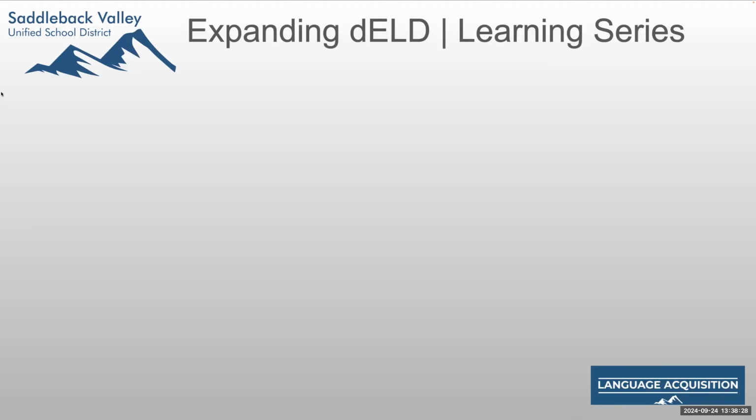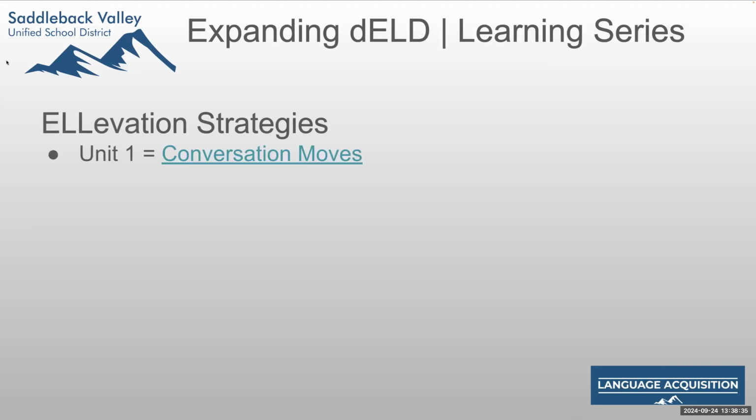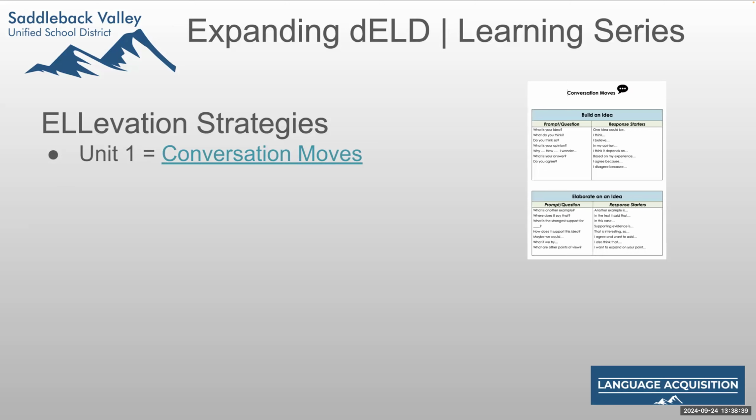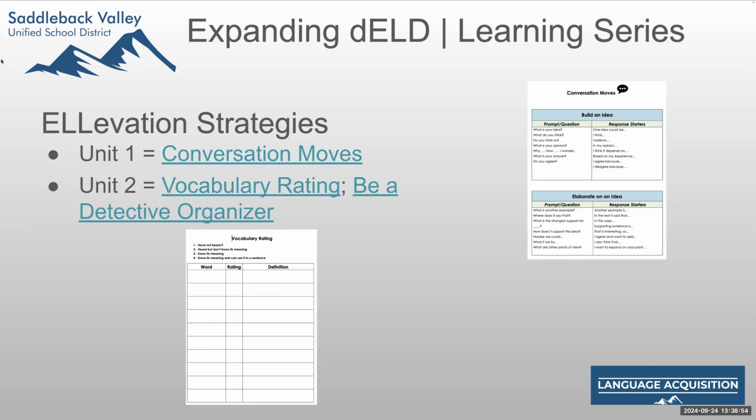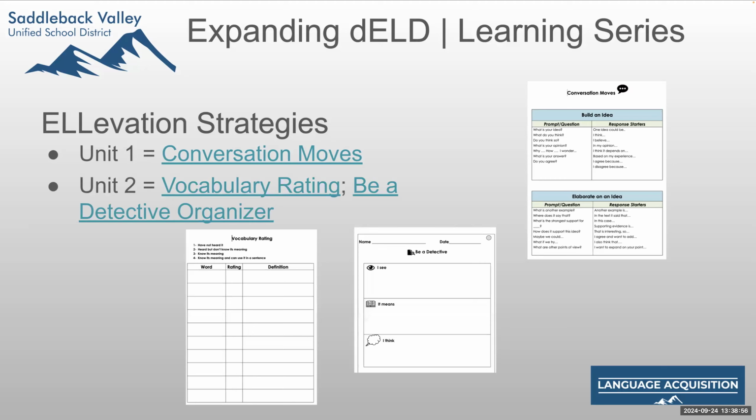This video will highlight 3 elevation strategies used in Units 1 and 2 of the Expanding course. In Unit 1, you will find that conversation moves is embedded in various lessons. It is also the strategy highlighted to support students in the end of unit assessment. Vocabulary rating and Be a Detective are 2 elevation strategies highlighted in Unit 2. As you learn about or review each strategy, I challenge you to think about how these will be supporting students in any content area.